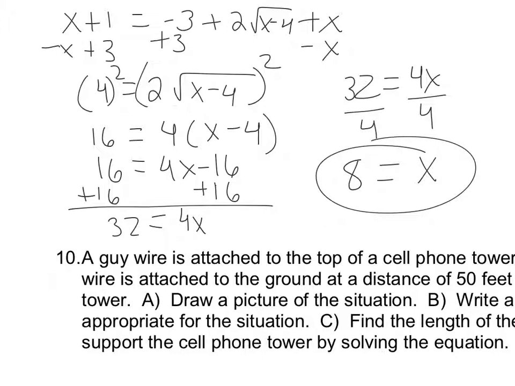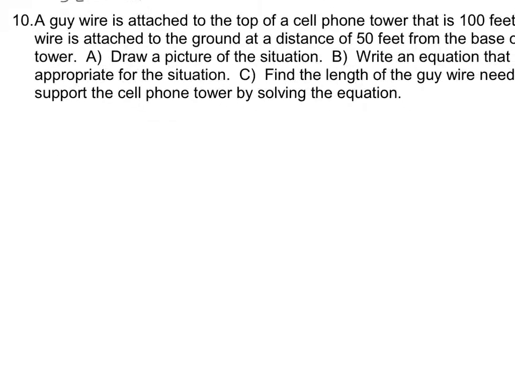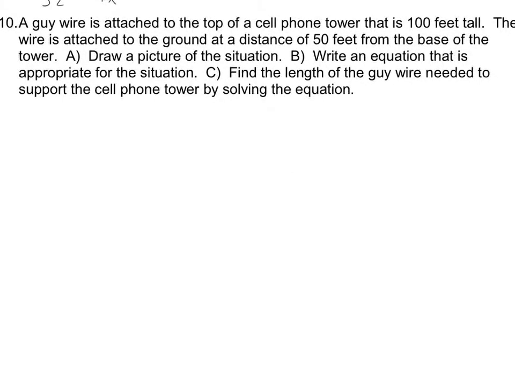Alright, now we get into the word problems, guys. Everybody's favorite. So let's go. It says, a guy wire is attached to the top of a cell phone tower that is 100 feet tall. The wire is attached to the ground at a distance of 50 feet from the base of the tower. So we know it's 100 feet. It's attached to the ground 50 feet away. Okay. Draw a picture. Okay, we just did that.